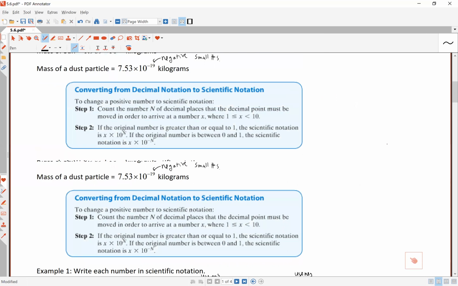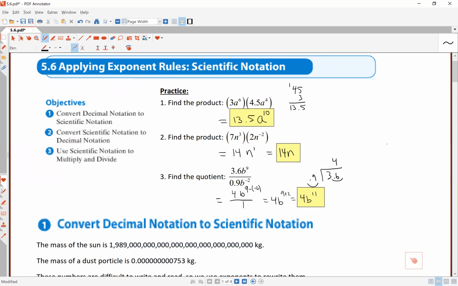This concludes the video for section 5.6, Applying Exponent Rules, Scientific Notation. Convert decimal notation to scientific notation.